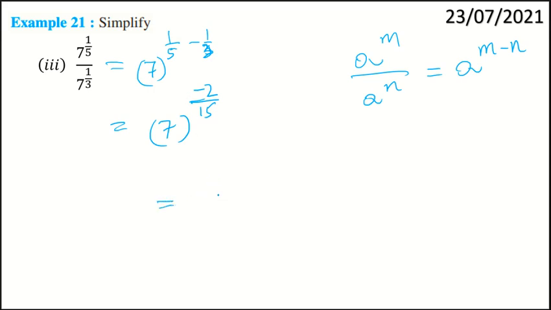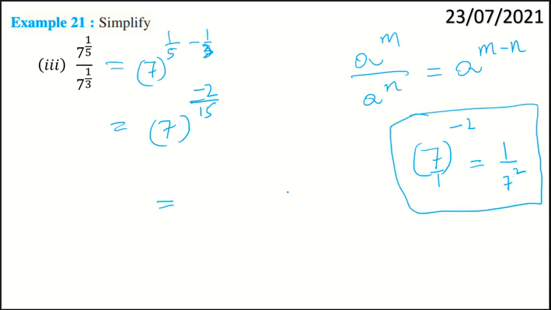If at all you want, whenever we have a base raised to a negative power, that base can be reciprocated. So, the same thing here also we can do: 7 can be written as 1 by 7 whole power, and now this negative power becomes positive power 2 by 15. So, 1 upon 7 whole to the power 2 by 15. If you want, you can simplify at the most this way.